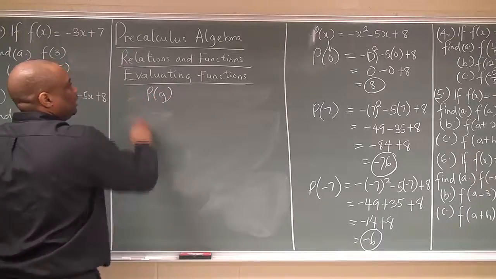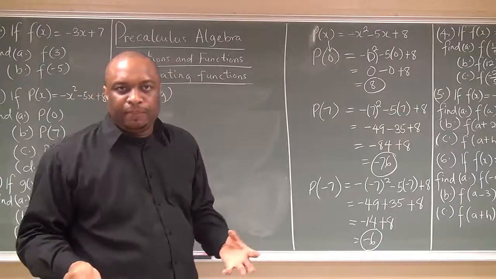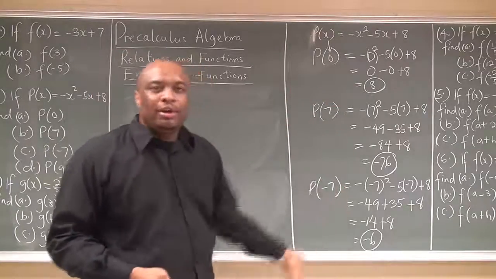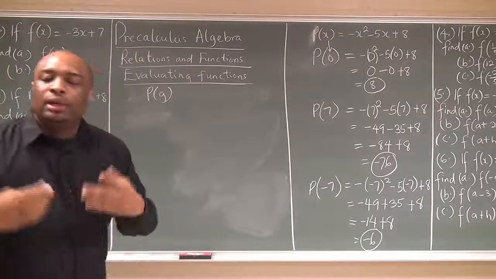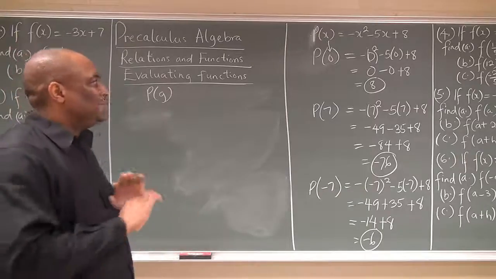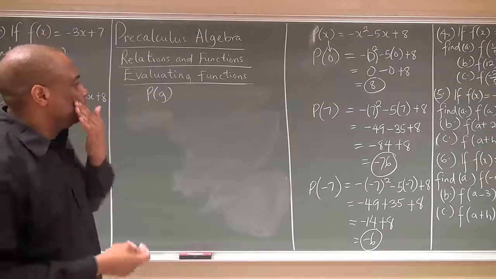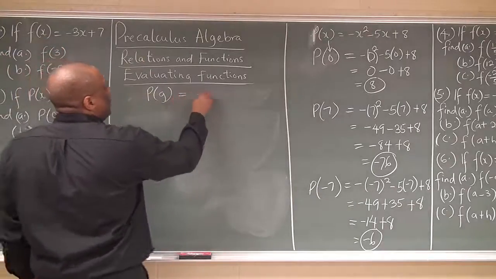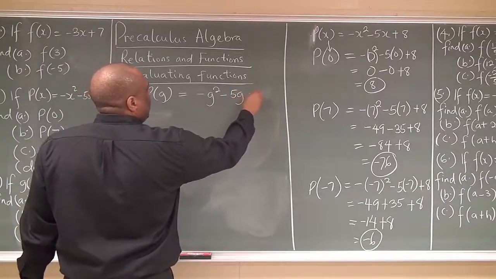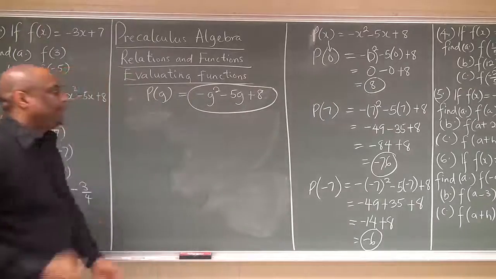P of g will be anywhere you see x, you replace with g. Evaluating functions, they must not give you only constants. They can give you variables as well, alphabets. So it's the same process. Anywhere you see x, you replace with g. So this will be negative g squared minus 5g plus 8. And this becomes your answer. That is it.